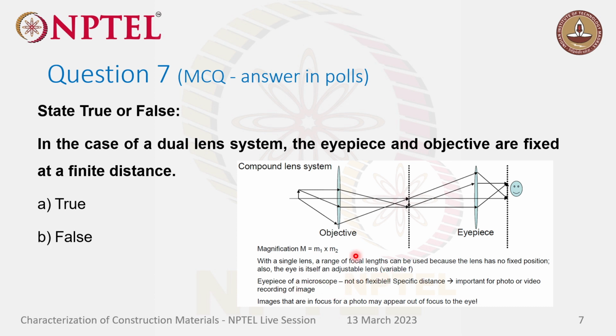But if it comes to a dual lens system, it's not so flexible. We need a specific distance, and to capture a photo or a videograph of the image, it should be a fixed distance, and it should not be a varying distance. So in that case, the image plane is an objective of fixed at a finite distance.